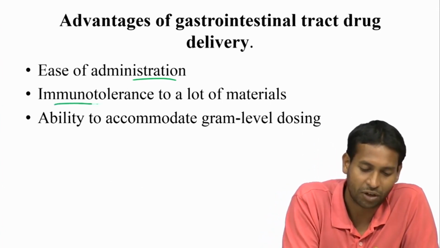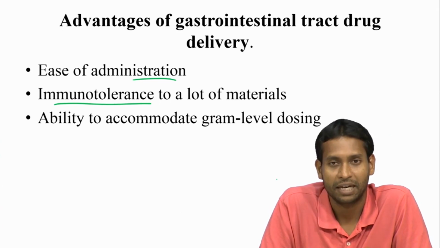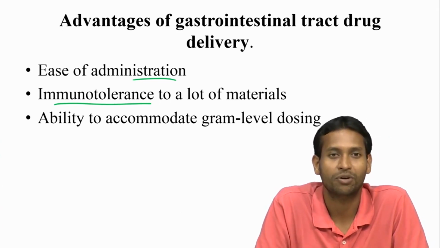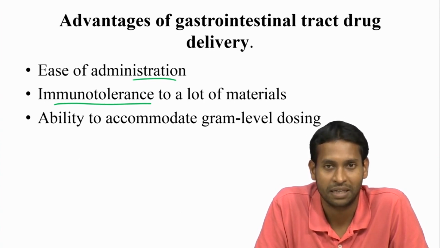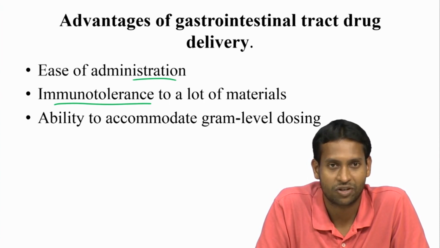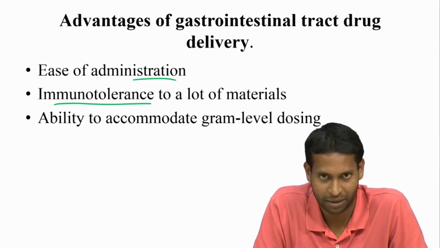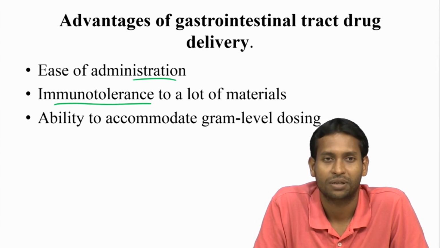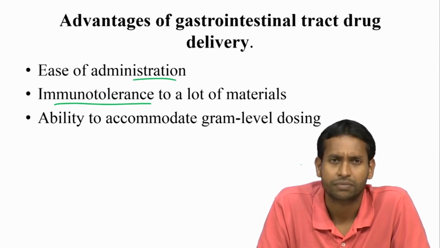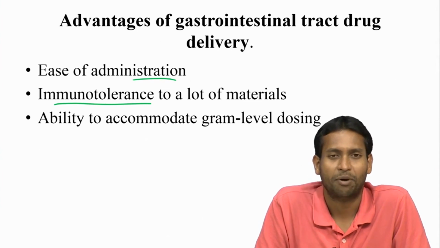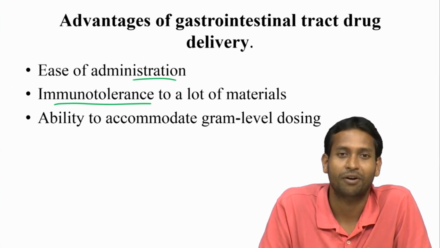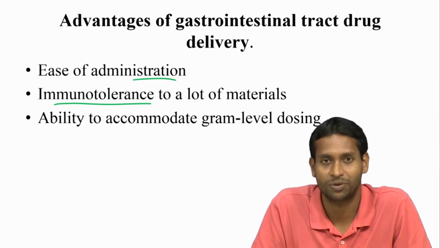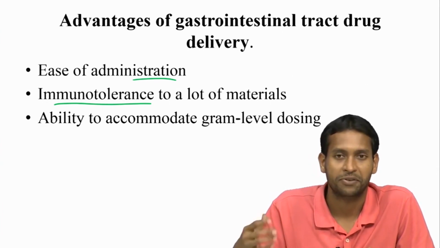This route is fairly immunotolerant. So, even though technically speaking it is inside the body, the immune system does not really see it as inside the body. The immune system does not survey the lumen of the stomach or the intestine as strongly as it does, let us say, blood or other organs. So, even if you put anything immunogenic, it is more likely that the body is not going to respond to it very strongly. And then because of the size, you can accommodate gram-level dosing, as much dose as you want pretty much for a human, because you have a lot of space to play around with.